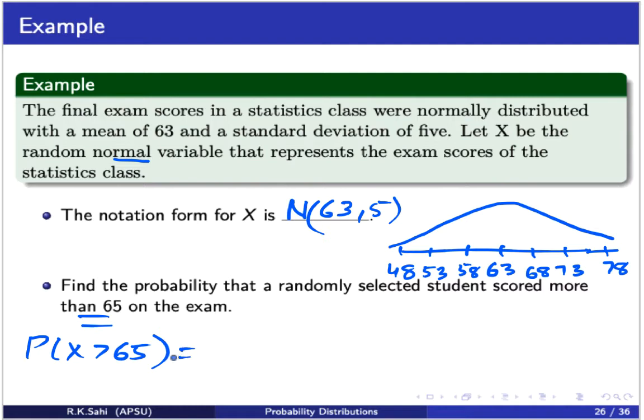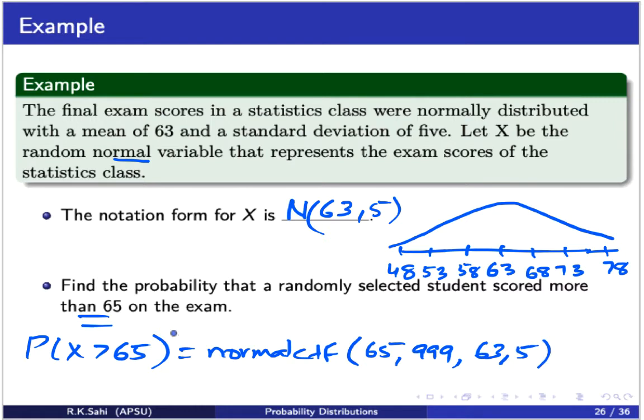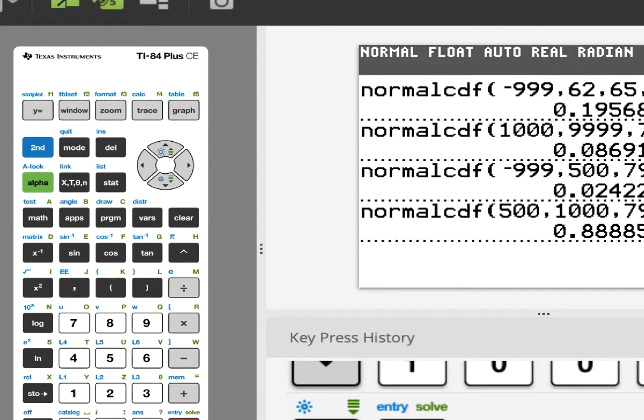This is equal to x strictly greater than, remember that is normal CDF, the formula we have been always using. Greater than 65, that means this is the lower bound, 65 lower bound. Remember the positive is 999, and then we have the mean is 63 and 5. Once again, what are we going to do, guys? We are going to get our calculators and put these numbers in and see what we get.